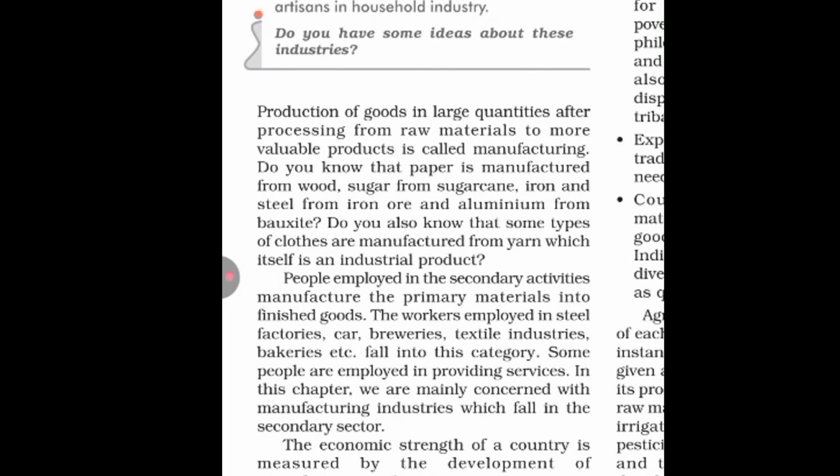Now, take for example, you're writing your board exam. You want to go in for the best pen. So, you don't mind paying that 100 rupees more to get the best pen, which will not smudge the paper. Understand? Which will help you to write neatly so as to impress the examiner. So, thereby increasing its value.